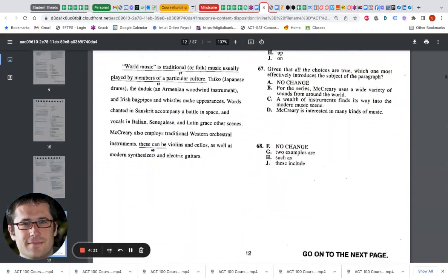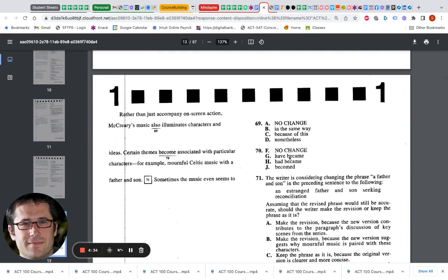So here for number 70, you can look at these. Okay, have, became, had, become, becomed. That's just crazy. But immediately you know, all right, we're dealing with verb tense. We have a have and a had. So let's see. Rather than just accompany on-screen action, McCreery's music also illuminates. There's a verb. Present tense. It illuminates. That's right now happening. Characters and ideas. Certain themes. Okay, we need present tense because the previous verb right beforehand was present tense. Certain themes become associated with particular characters, and that's it.